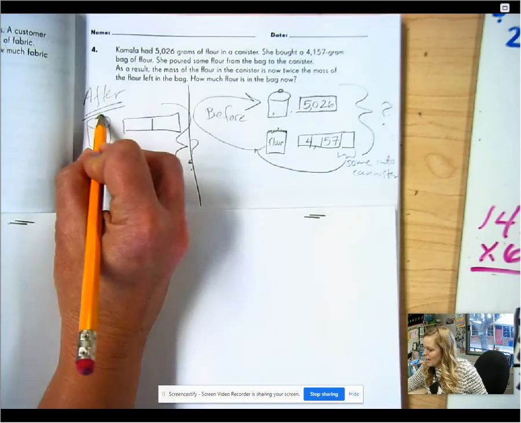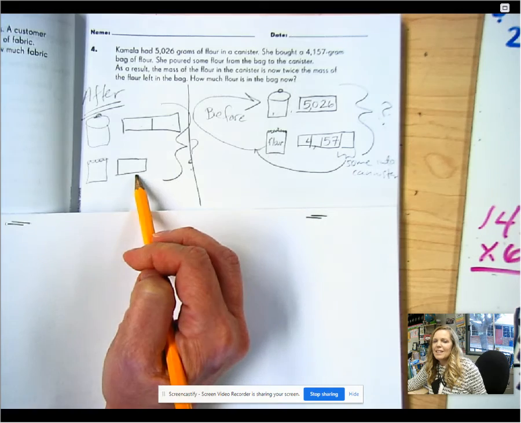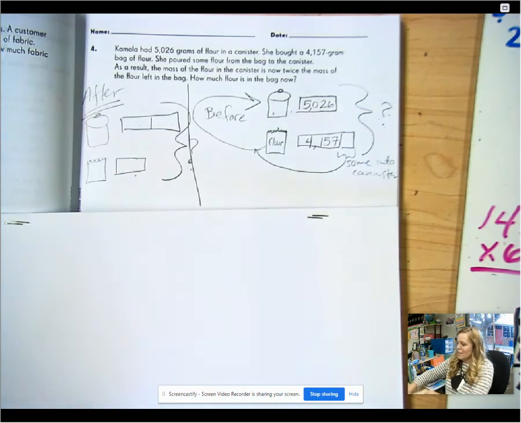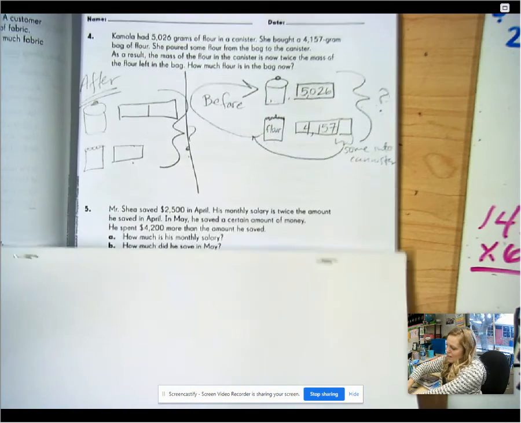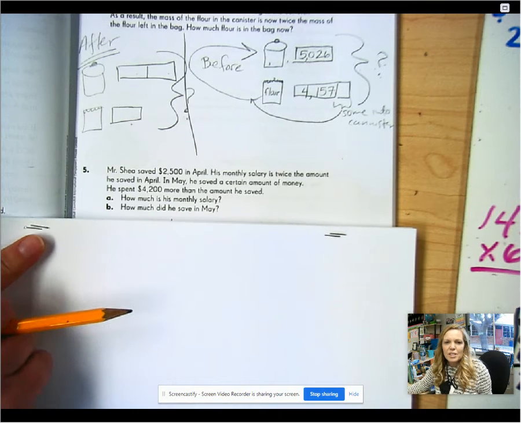Now the canister has 2 times as much as the bag. You should know how to solve for that. I don't want to tell you anymore. We've done enough of those. You should recognize it. Okay, number 5, here's your helper.